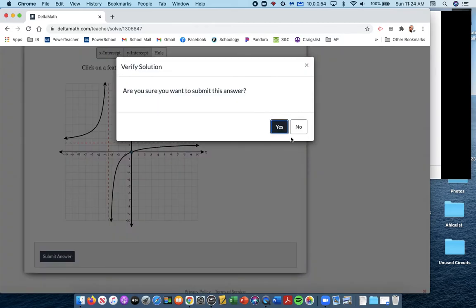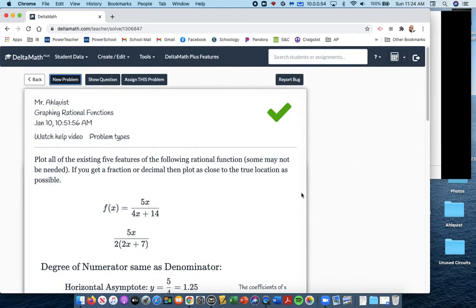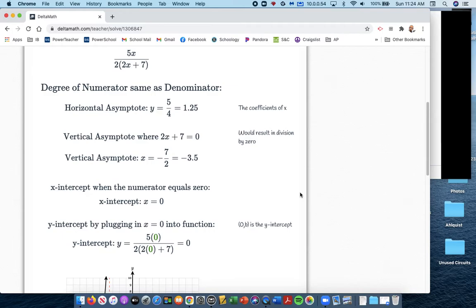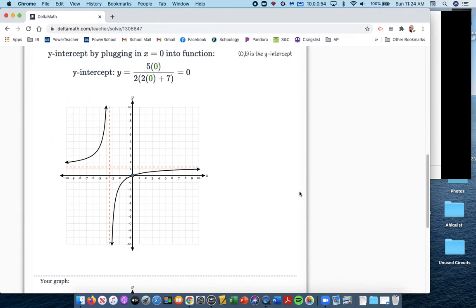I'm going to submit that answer and hopefully get the green dot. There it is, the green check. And it goes through all the different things. It may not go in the same order that I did it in, but it still goes through the same things. Okay, so let's look at one more example.